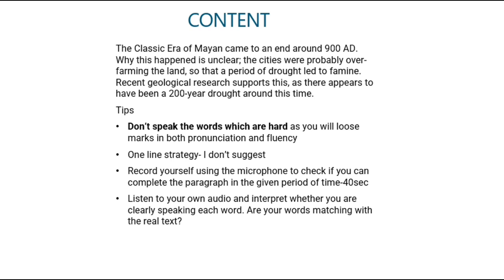So now I am finding the word geological difficult in this paragraph. So without considering the word geological, I'll be reading this whole paragraph. The classic era of Mayan came to an end around 900 AD. Why this happened is unclear. The cities were probably overfarming the land so that a period of drought led to famine. Recent research supports this as there appears to have been a 200-year drought around this time.